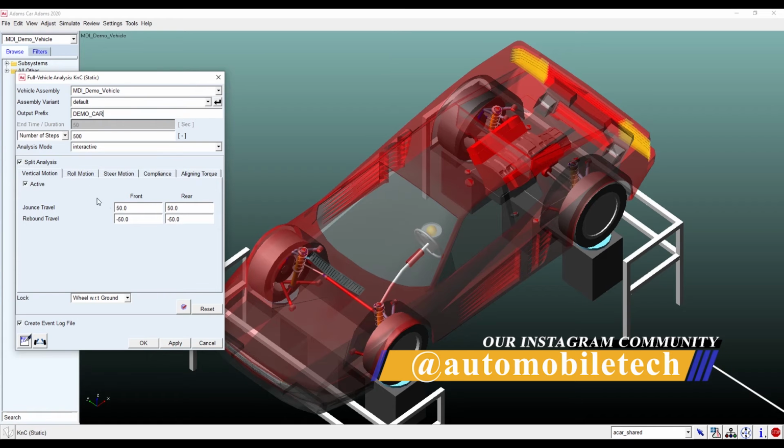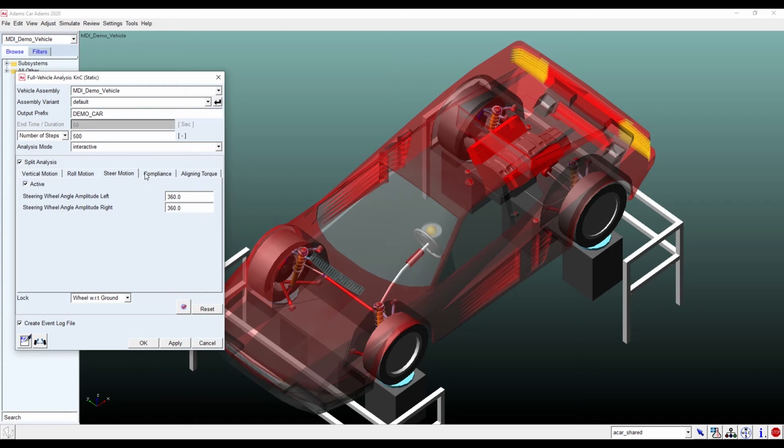The chassis part is fixed at the static configuration in the vertical, roll, steering, compliance, and aligning torque sub-events. In compliance and aligning torque sub-events, general forces are used to apply forces and moments at the tire contact patch or at the wheel center. In the steering sub-event, the steering wheel is actuated using rotational motion.